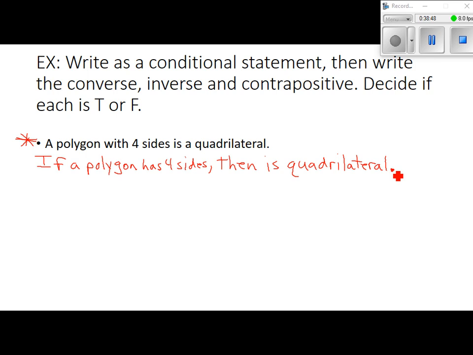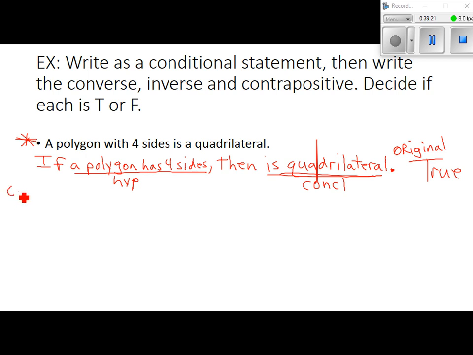So this is our original statement. Is it true or false? That's true. So we want to say, hey, that's true. What's the hypothesis of this original statement? Polygon has 4 sides. That's the hypothesis. What's the conclusion?